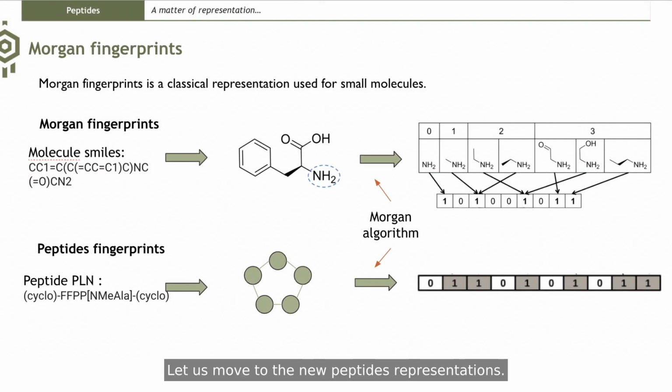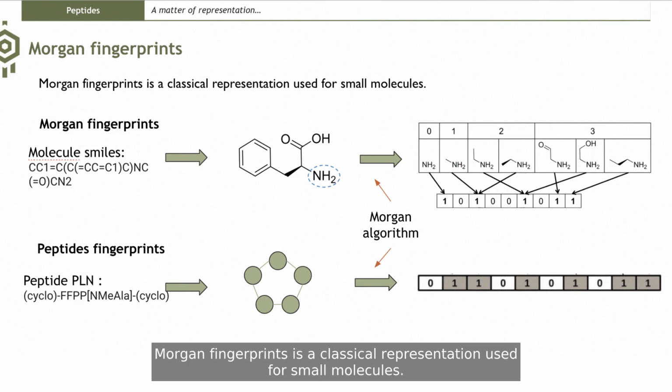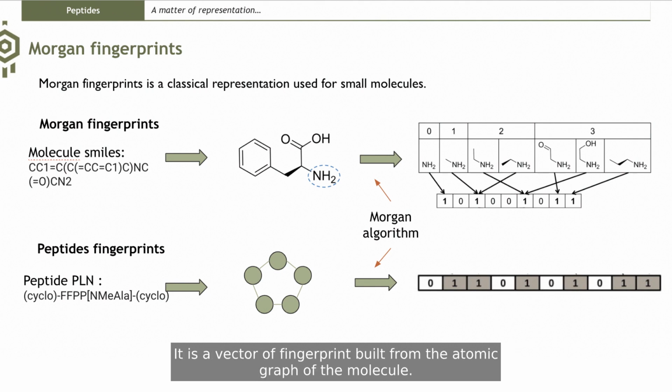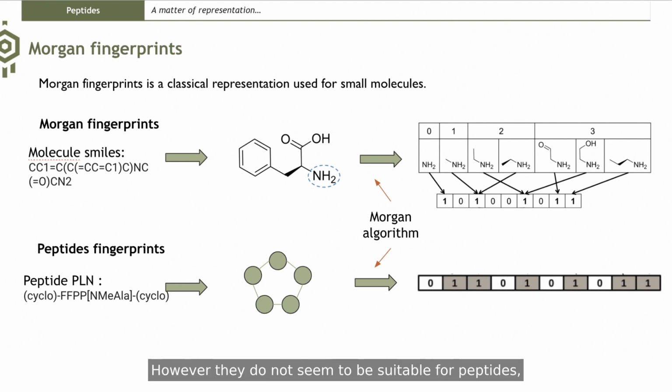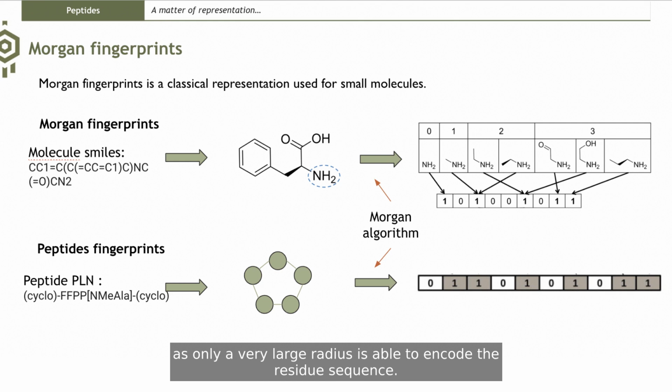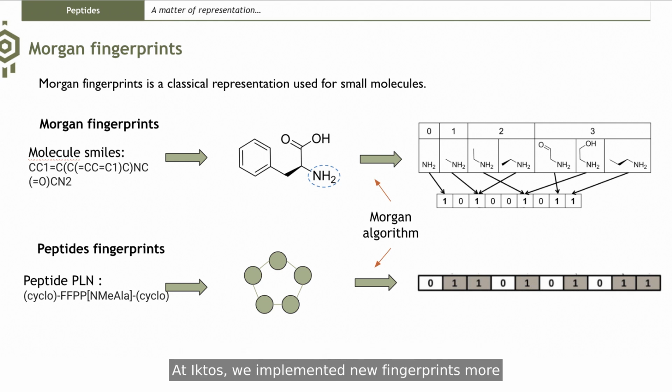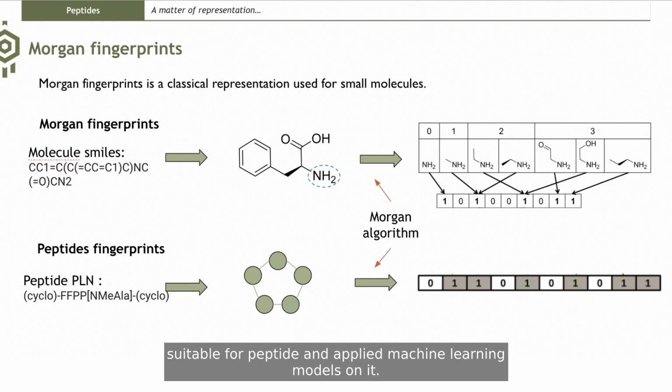Let us move to the new peptides representations. Morgan fingerprints is a classical representation used for small molecules. It is a vector of fingerprint built from the atomic graph of the molecule. However, they do not seem to be suitable for peptides, as only a very large radius is able to encode the residue sequence. At Iktos, we implemented new fingerprints more suitable for peptide and applied machine learning models on it.